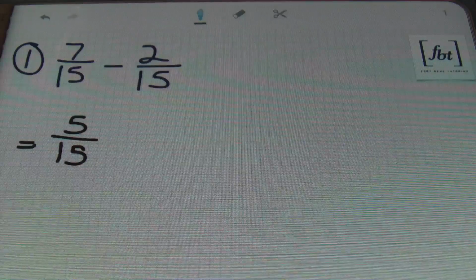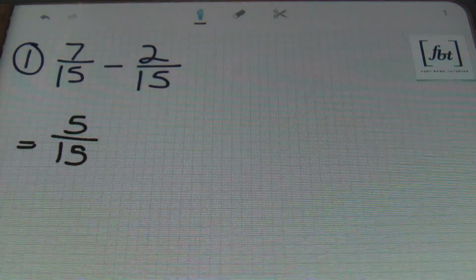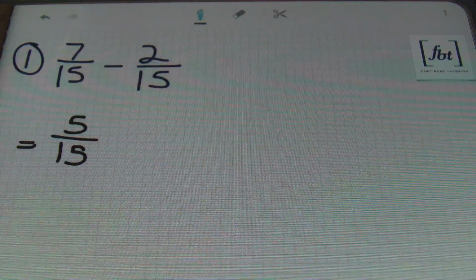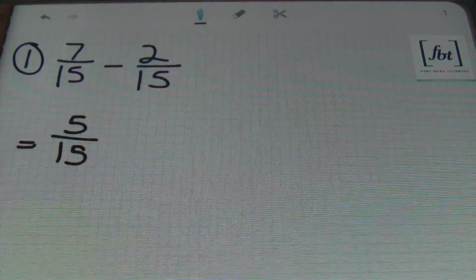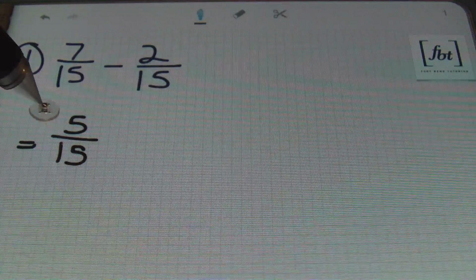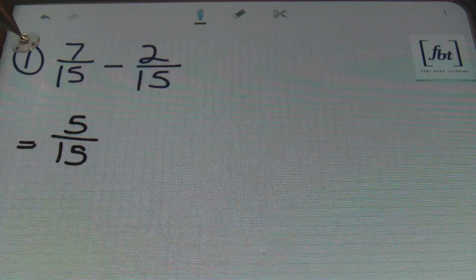And you are always responsible for simplifying your result. So we need to have a reduced fraction. Always reduce your fractions if you can. Notice that both 5 and 15 can be reduced by 5.